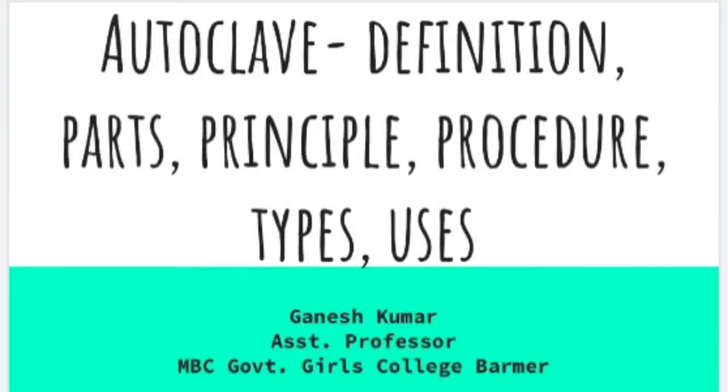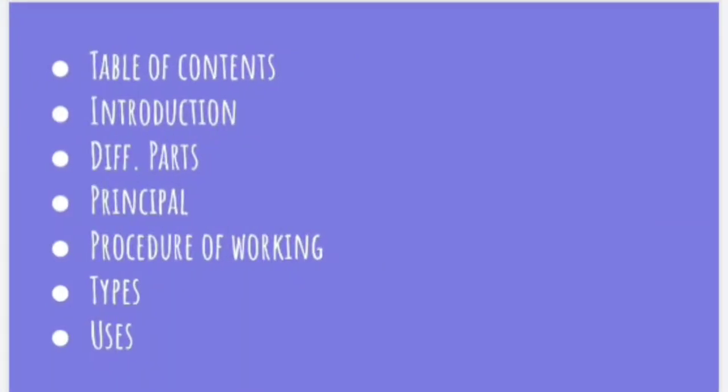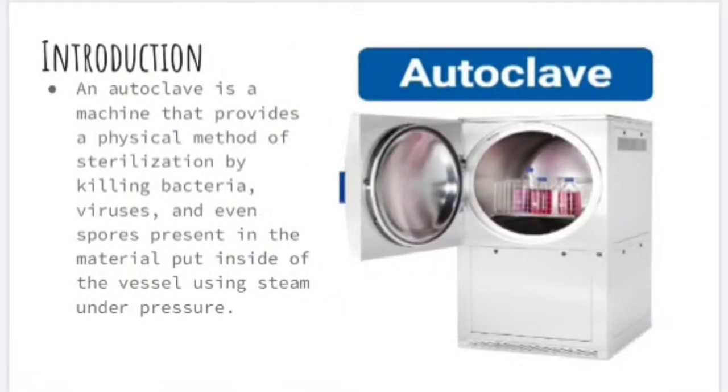Hello friends, today we discuss the definition, parts, principle, procedure, types and uses of an equipment that is known as autoclave. Table of contents are as: introduction, different parts of autoclave, principle, procedure, types and uses. Now first of all, introduction.